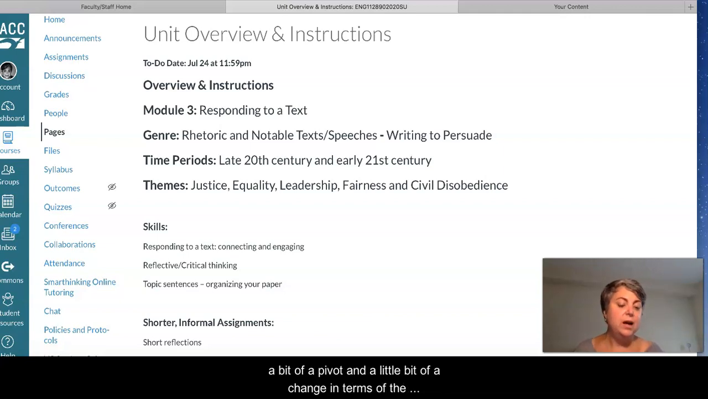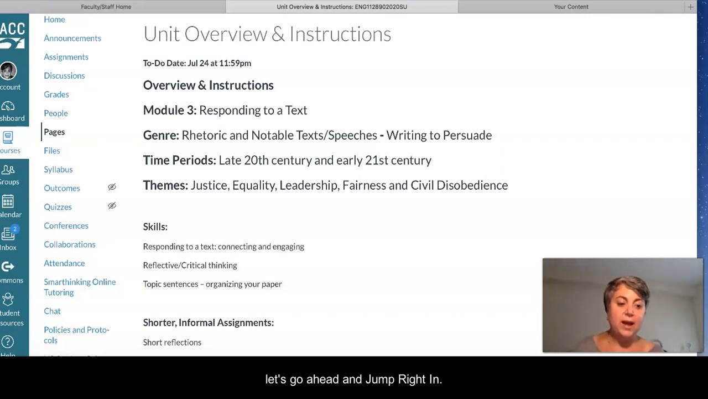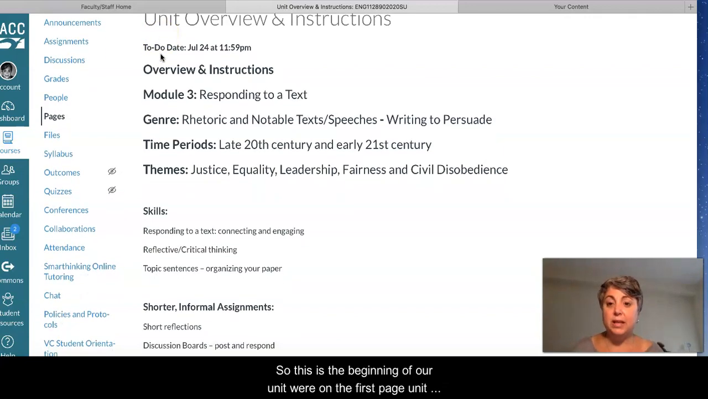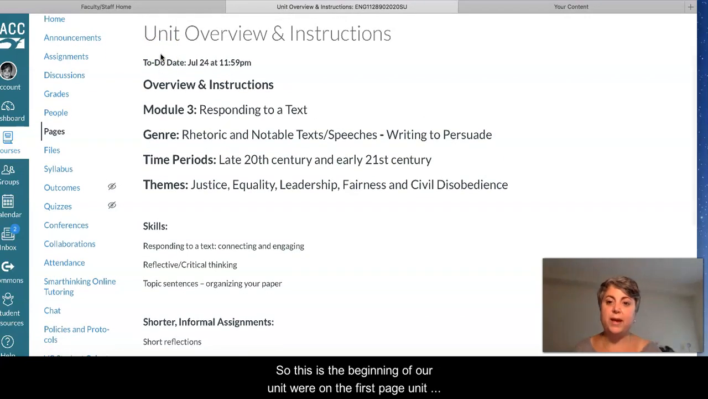We're doing a bit of a pivot and a little bit of a change in terms of the kind of text that you're going to be focused on reading, and also in terms of the actual formal writing assignment. So let's go ahead and jump right in. This is the beginning of our unit. We're on the first page, unit overview and instructions.